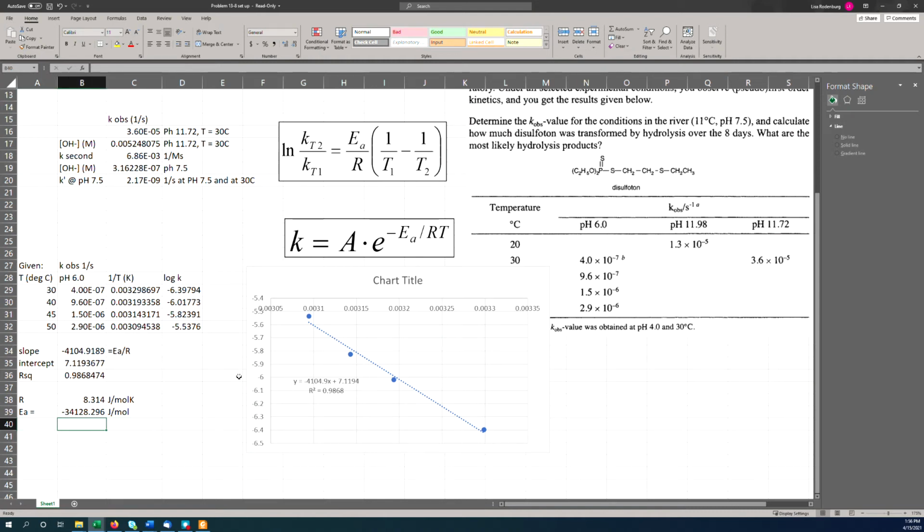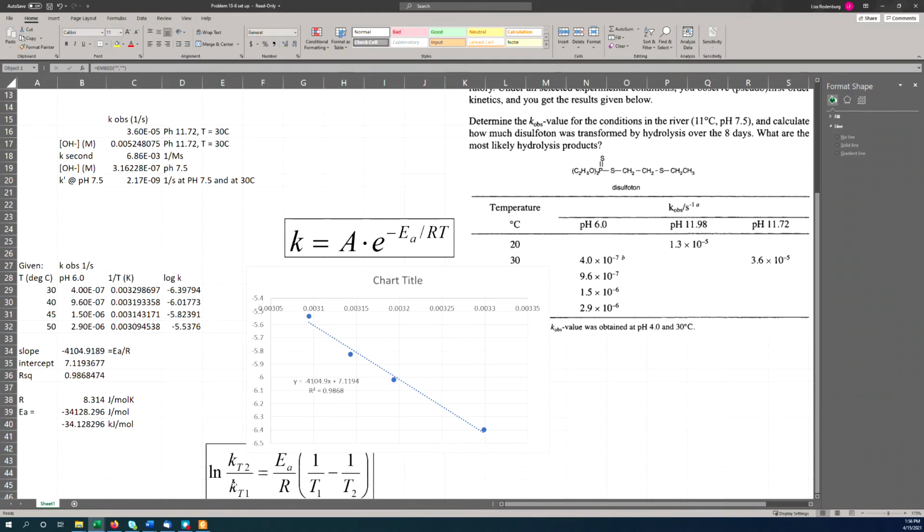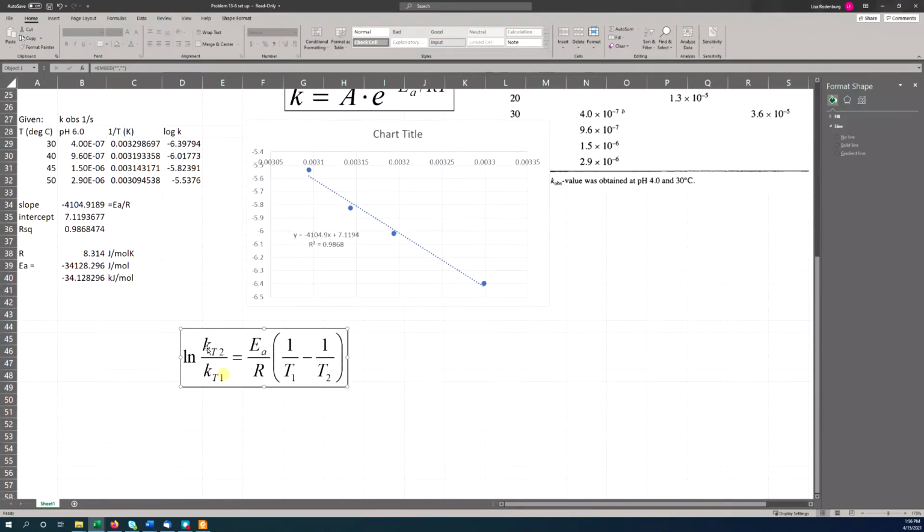But this is in joules per mole, so sometimes we might want to divide it by 1,000 to get kilojoules per mole. And the reason I do that is just so I can kind of do a gut check. Does that make sense? 34 kilojoules per mole. That's actually on the low end. I would expect a lot of reaction rate constants to have higher activation energies than that, but it's acceptable. It's reasonable. It's in the ballpark.